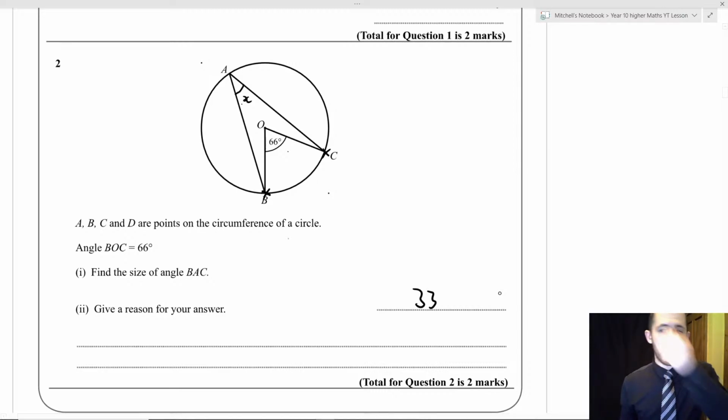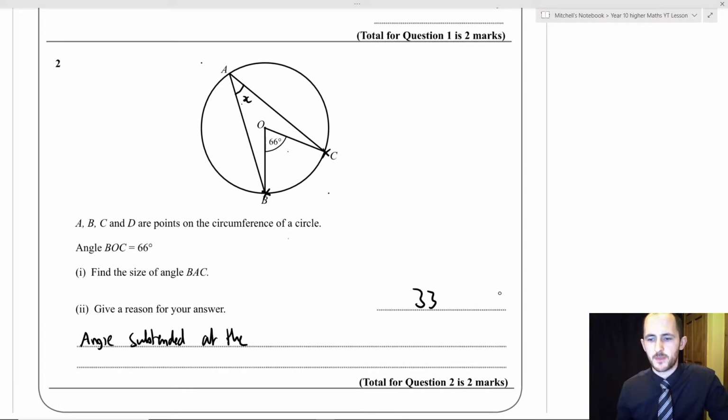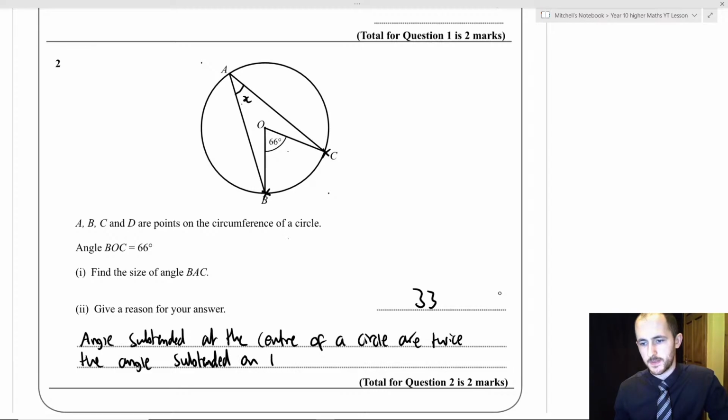Give a reason for the answer. Now we have to say that the angle subtended at the centre of a circle is twice the angle subtended on the circumference. The wording doesn't matter as long as you say it. I promise you I haven't misspelt circumference; that just looks like an A. It's meant to be C-I-R-C-U.